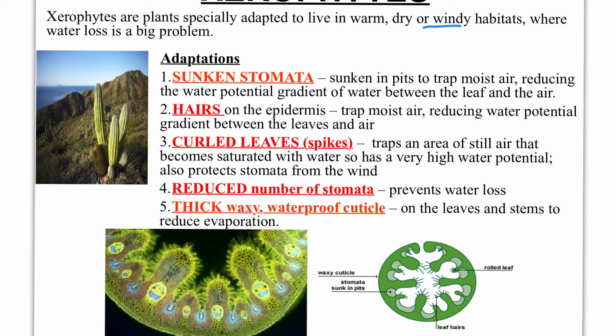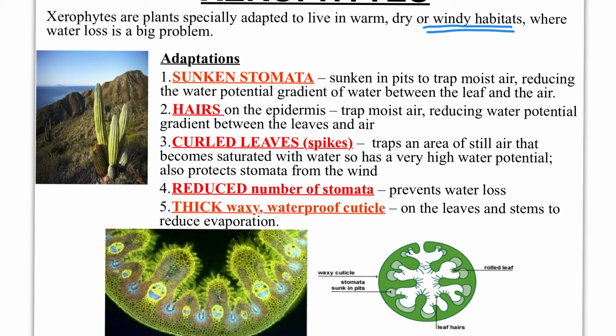Windy, because in windy habitats, any water that evaporates will quickly get blown away from the leaf, and therefore you'll have a steep concentration gradient for water between the inside and the outside of the leaf, and so the rate of transpiration will be really high. So in plants like this, they're always trying to reduce the rate of transpiration, the rate of evaporation of water from the stomata in the leaf. So how are they adapted?